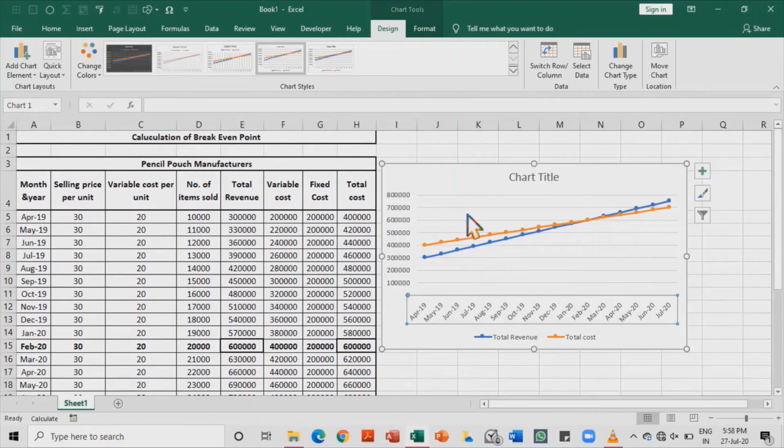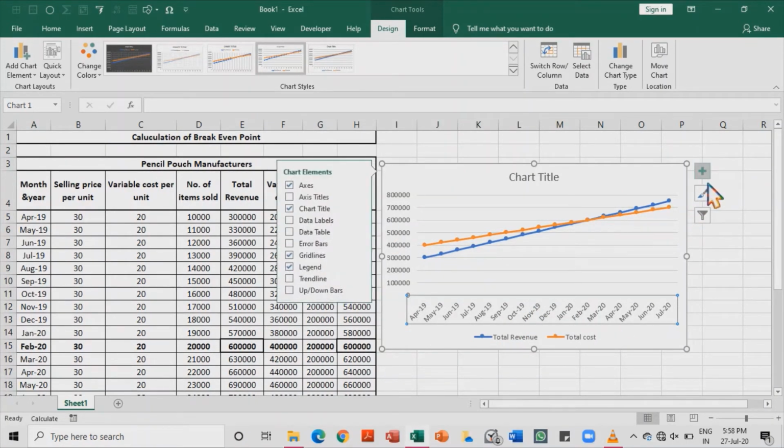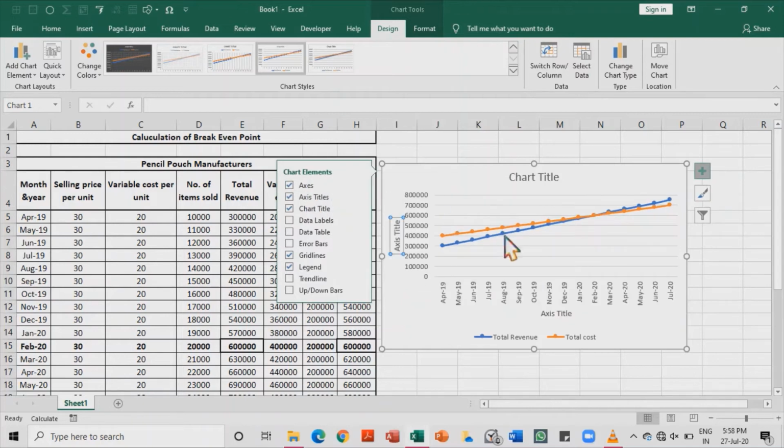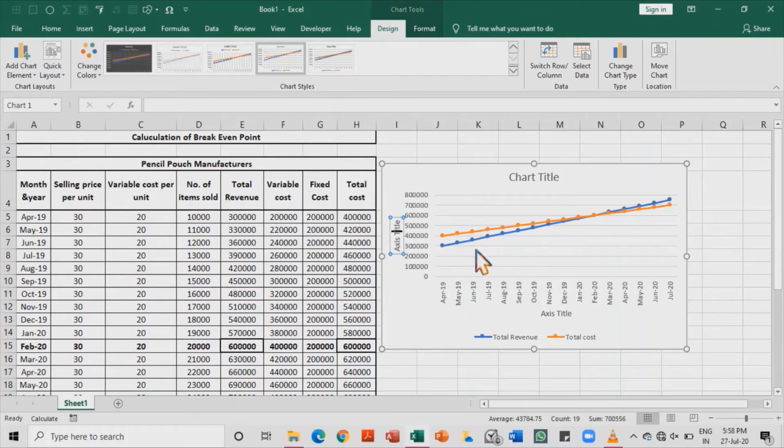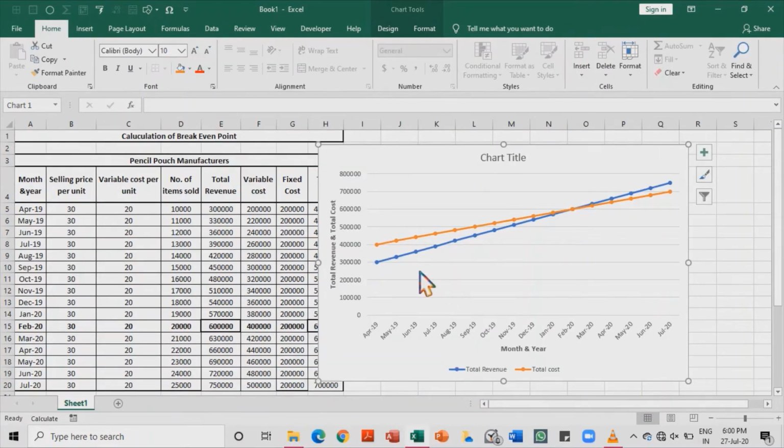Okay, let me add the axis title. Press on the plus icon, select the checkbox axis title. Yes, it has come, and you can type total revenue and total cost on the y-axis because we are measuring that on the y-axis, and on the x-axis we can write month and year. Yeah, here we go. There are two lines in the chart. One yellow is for total cost and blue is for total revenue.